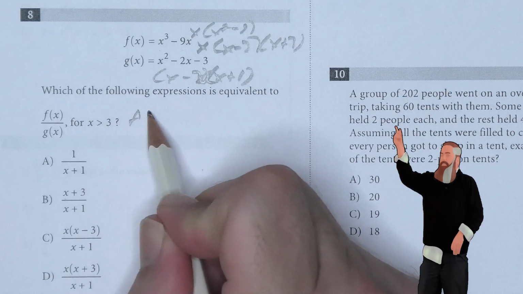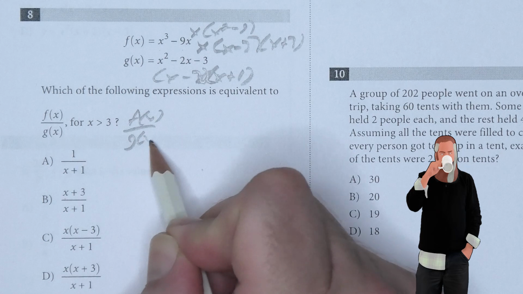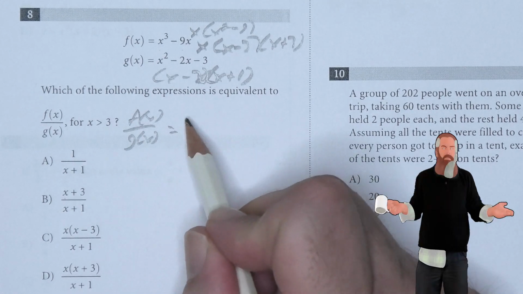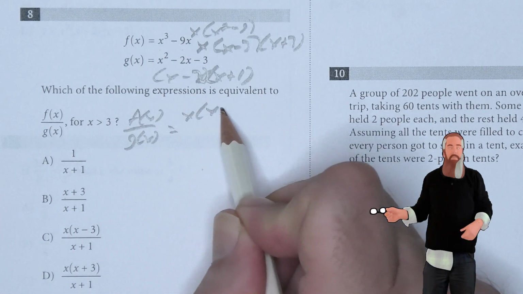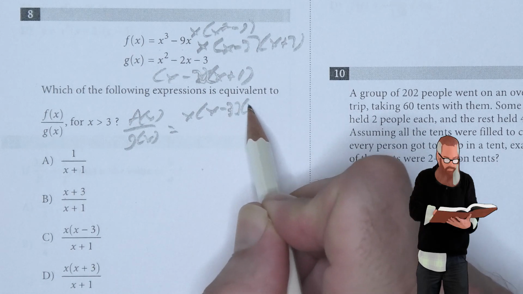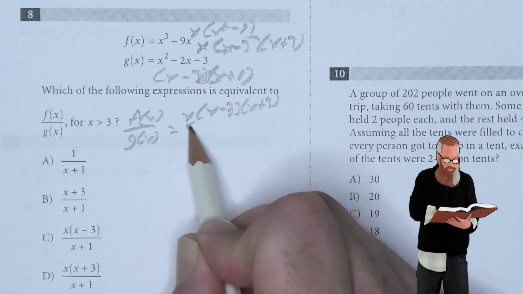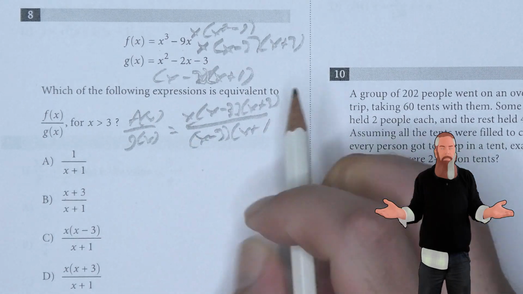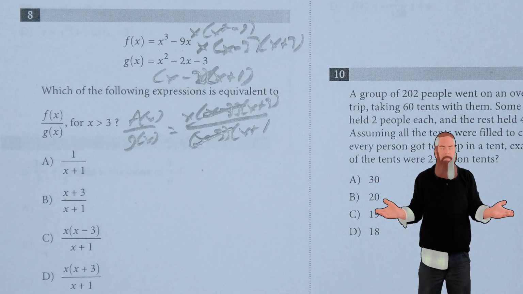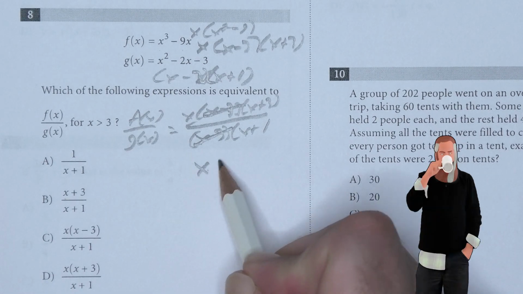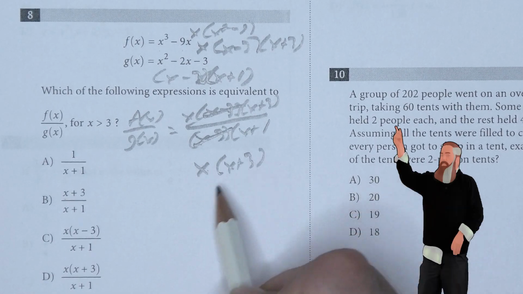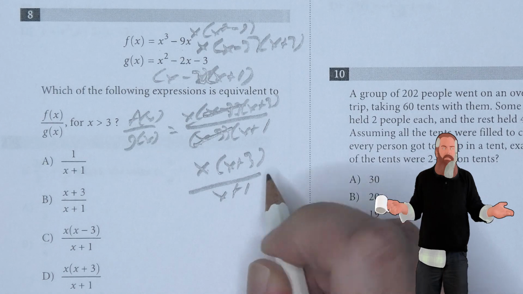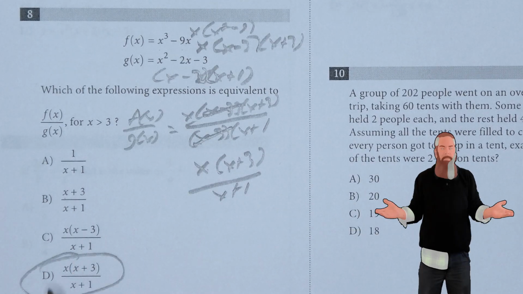We want f of x divided by g of x. So we get x times x minus 3 times x plus 3 divided by x minus 3 times x plus 1, and we eliminate the x minus 3's. This leaves us with x times x plus 3 over x plus 1, which means that D is the answer.